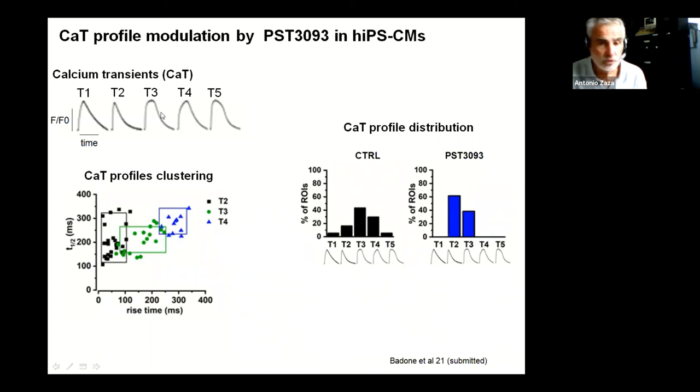We decided to use two parameters. One is the rise time, and the other one is the decay time constant. And when we plotted the various cells, the various profiles according to these two parameters, we found that they nicely clustered. And by using boundaries decided on these clusters, we generated distribution of calcium transient profiles. And you see here the distribution that we observed under control conditions. And you see that PST 1393 changes the distribution significantly by enhancing the representation of type 2 transients. And type 2 transients are the most hyperkinetic ones, the ones which have the sharpest rise and the fastest decay, again compatible with SERCA stimulation.